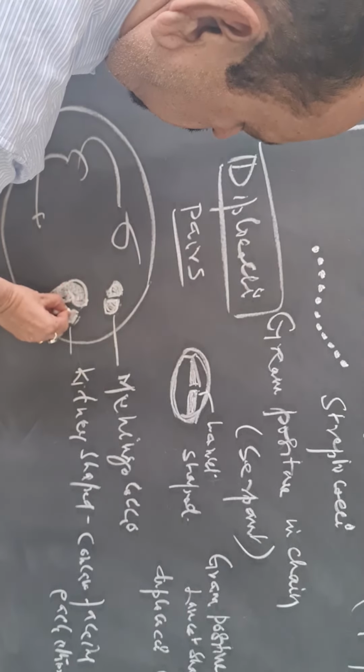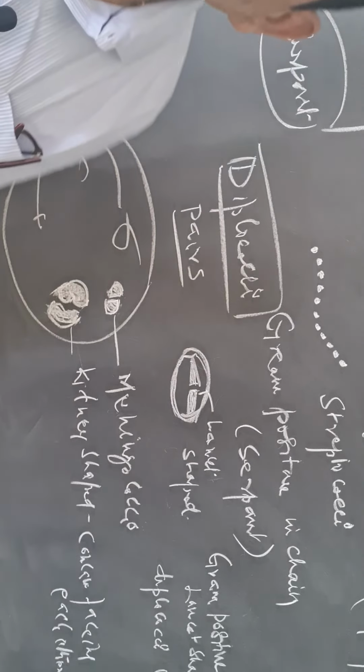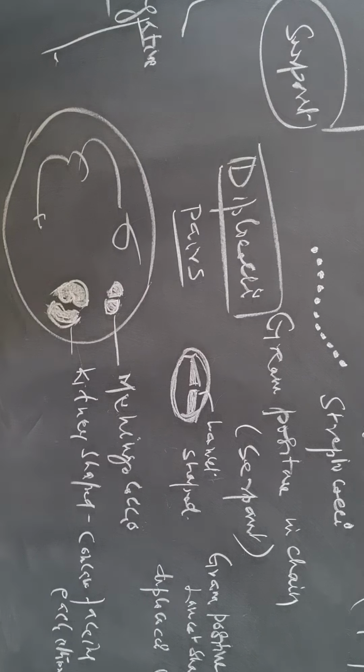Staphylococci, streptococci, and pneumococci are gram positive. Gonococci and meningococci are gram negative.